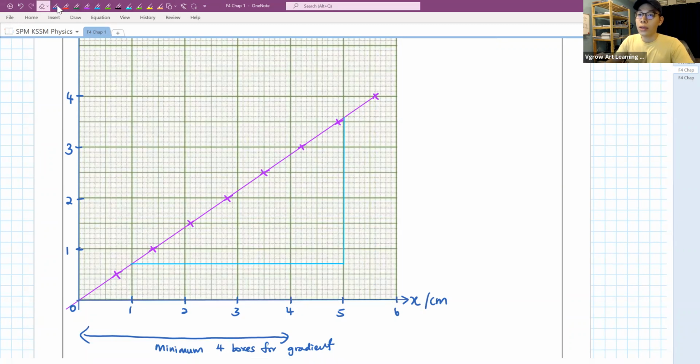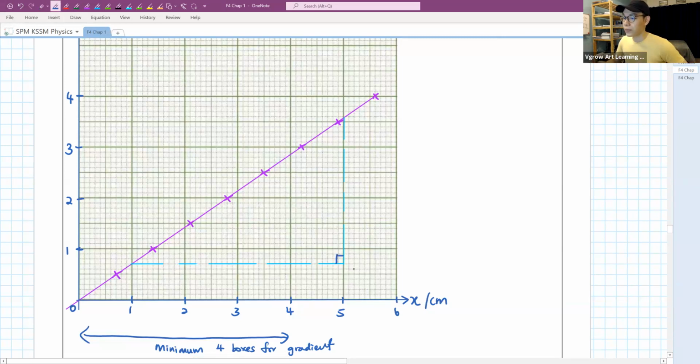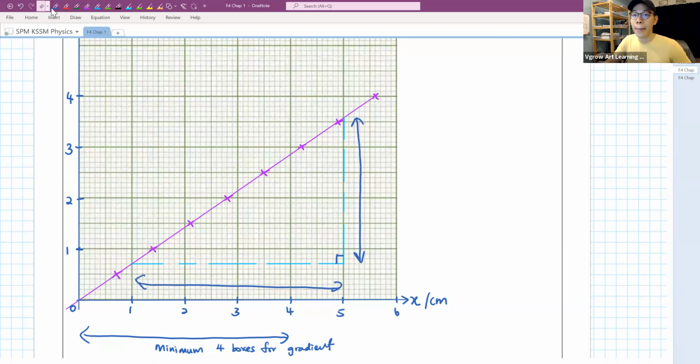After you draw already, you need to remember, just rub a bit to make it dotted. Don't have to be perfect. And then put a 90-degree right angle there. We are going to calculate what is the y distance, what is the x distance, and go and find out the gradient.